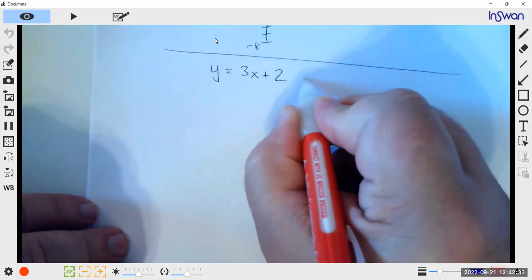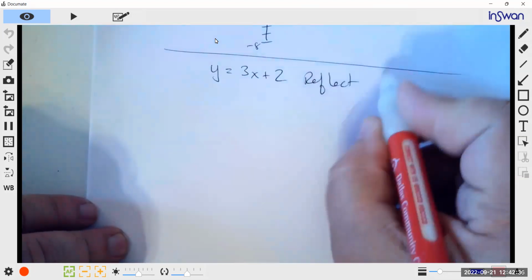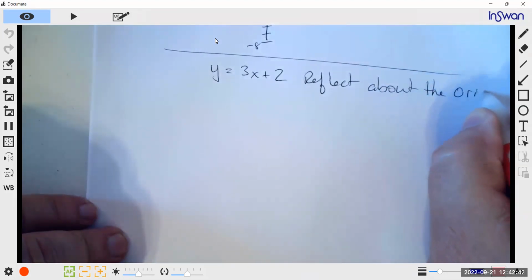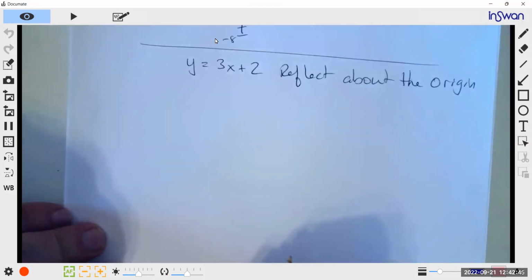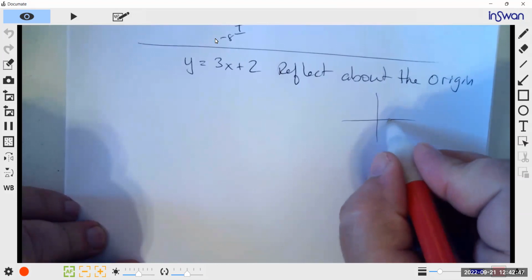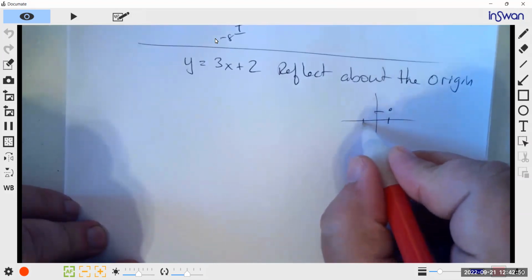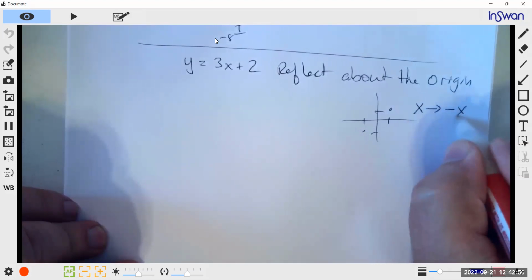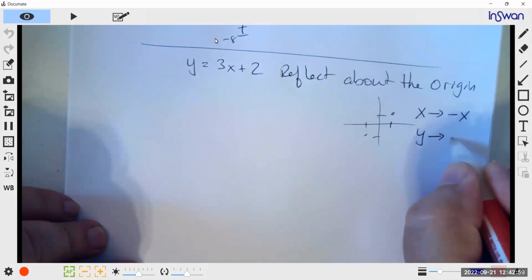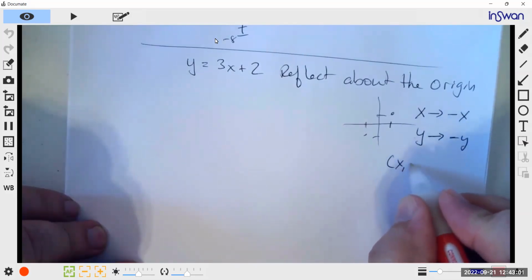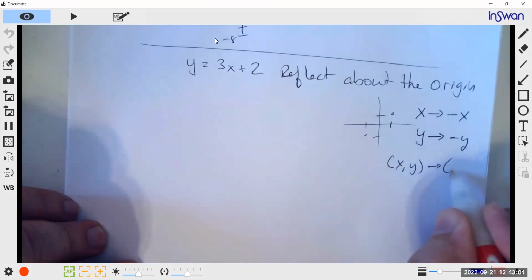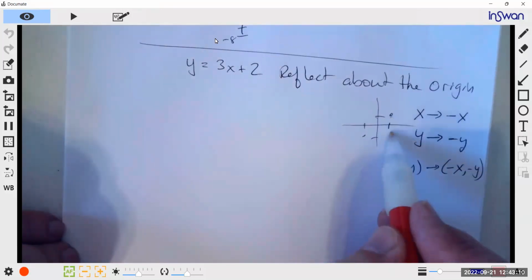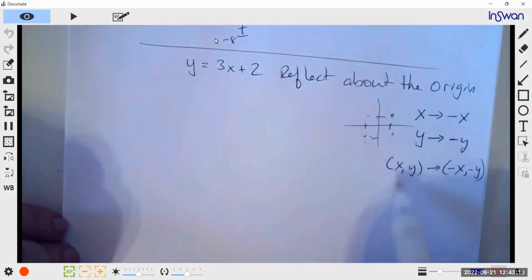Let's look at the same equation where we reflect about the origin. Remember, if it's the origin, x goes from positive x to negative x, y goes from positive y to negative y. So we flip across both the x and the y-axis to get to the origin. Let's flip down and across, flip over it and down, so it doesn't matter.